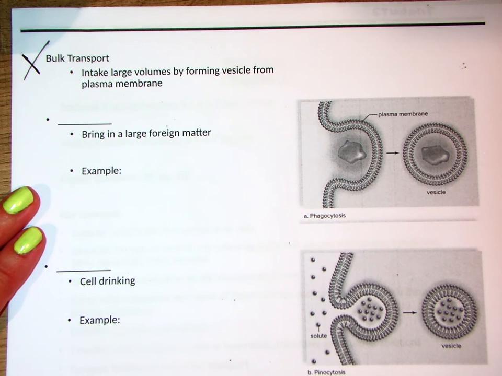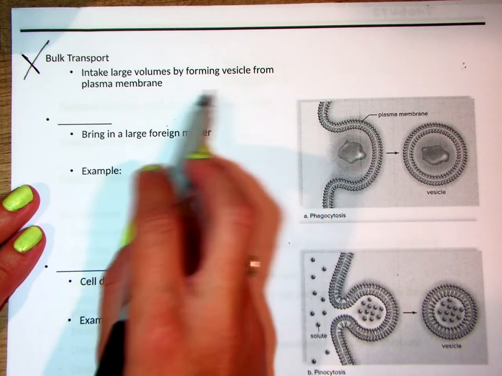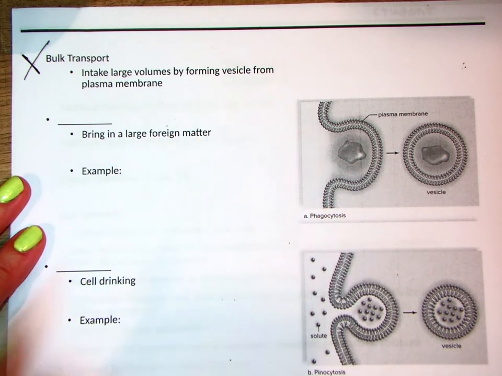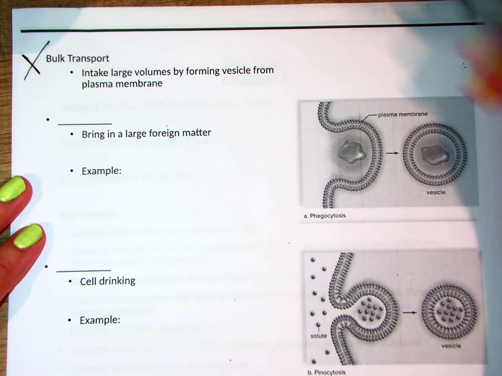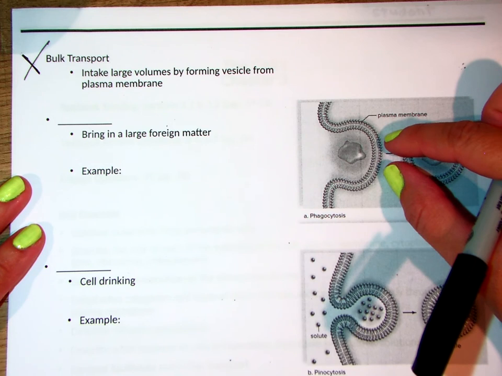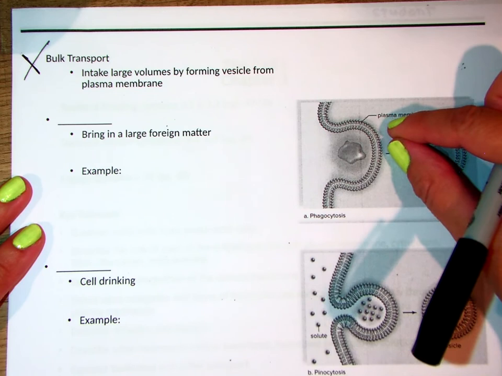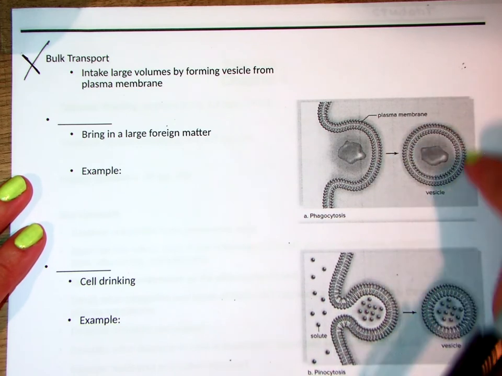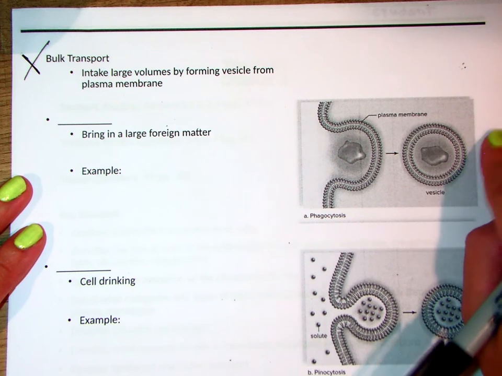So bulk transport, if you think of something in bulk, it's large volumes. So it's taking large volumes of something inside the cell by forming a vesicle with the plasma membrane. So a vesicle, if you look at this, this is the phospholipid bilayer, the plasma membrane, and it just kind of, I think the word is invaginates. It forms this cave going in, and then the plasma membrane ends up surrounding the vesicle and whatever you just brought in, and then it can take it to wherever it needs to go in the cell.